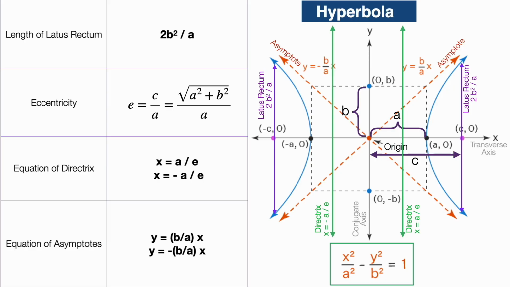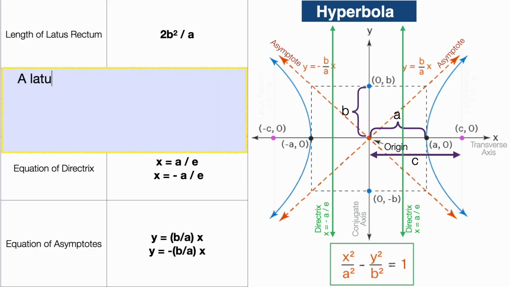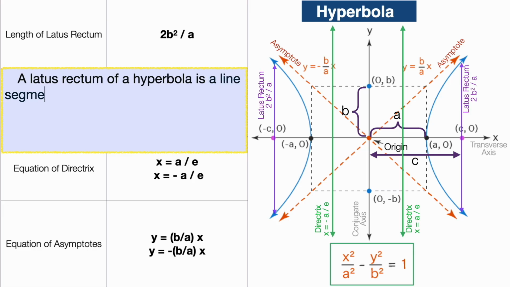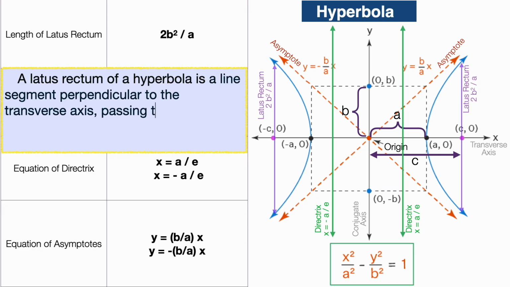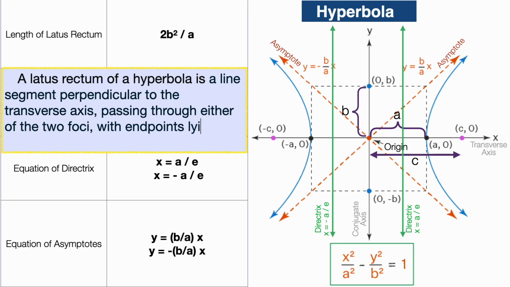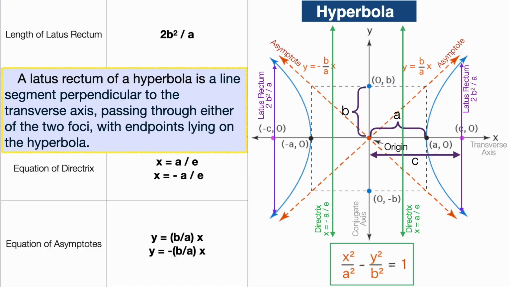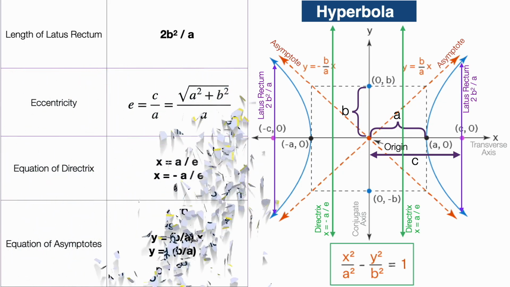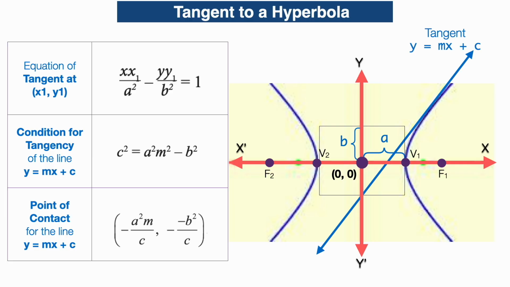In this slide you can see the formulae for the latus rectum and the eccentricity, and also the equations of the directrices and the asymptotes of a standard hyperbola. A latus rectum of a hyperbola is a line segment perpendicular to the transverse axis passing through either of the two foci with endpoints lying on the hyperbola. This slide has the formulae related to the tangent to a hyperbola.